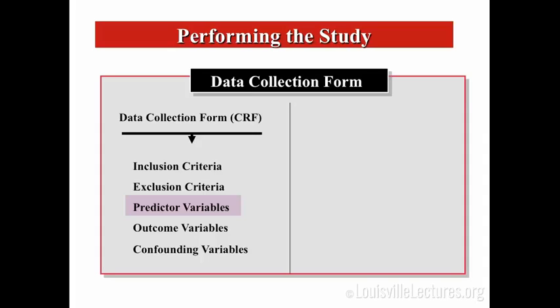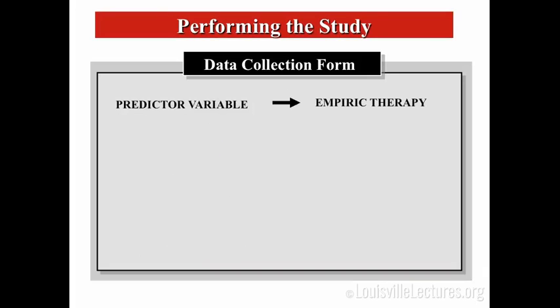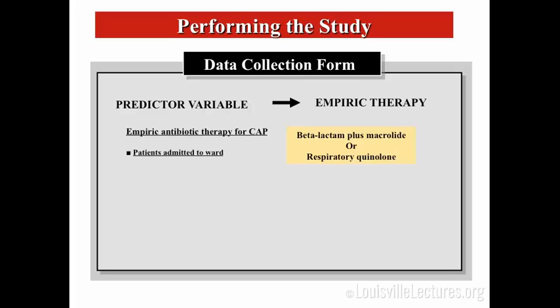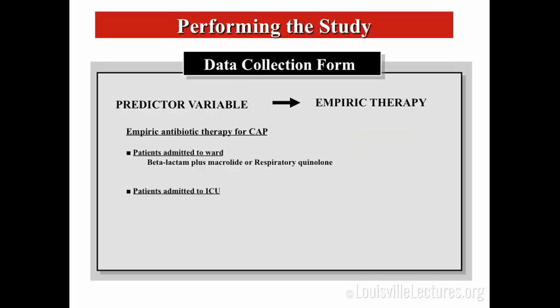If you're going to be doing a study of HIV-positive patients and looking at response to antiretroviral treatment and comparing male versus females, the gender is your predictor variable. Okay? In the examples that I have here, again, this is all related to community-acquired pneumonia, so empiric therapy could be my predictor variable. So I'm going to see if this regimen is better than this regimen. In this case, for example, beta-lactam plus macrolide or a respiratory quinolone. And this is depending on the floor or the ICU admission.